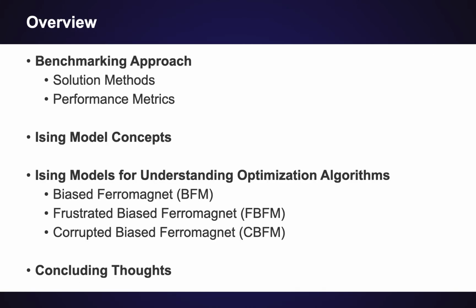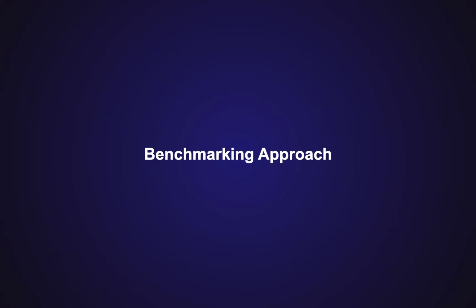So let me give you an overview of the talk. We'll begin by talking a bit about the benchmarking approach, which is primarily inspired by the optimization community's methods for benchmarking algorithms. Then we'll discuss some basic Ising model concepts, which help with the interpretation of the benchmark problems we're designing. Then we'll introduce the three core benchmark problems of this work, the biased ferromagnet, frustrated biased ferromagnet, and corrupted biased ferromagnet, and then conclude with some overall thoughts about the results.